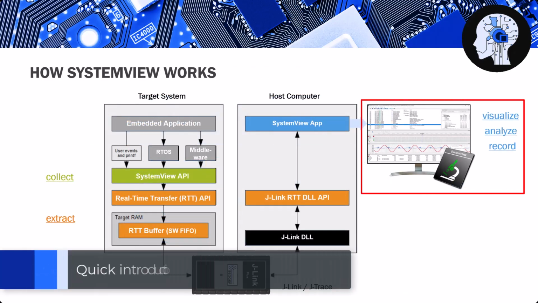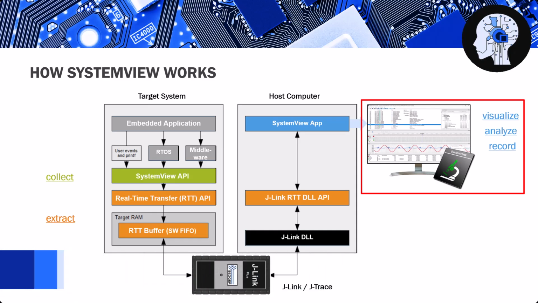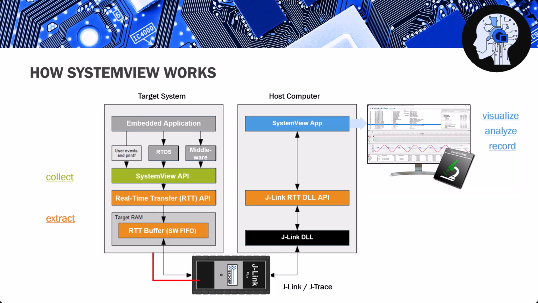SystemView is an analysis tool from SEGGER that records, visualizes, and analyzes event data captured on your embedded system in real time. It uses the existing J-Link debug connection, for example SWD or JTAG, in combination with SEGGER Real-Time Transfer, or RTT for short. No additional pins are required. SystemView does require some instrumentation in the code. However, the good news is that the Zephyr kernel already includes the required instrumentation. This means that no changes to your Zephyr applications are necessary in order to use SystemView.